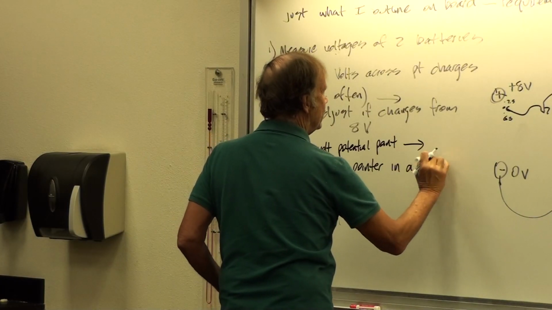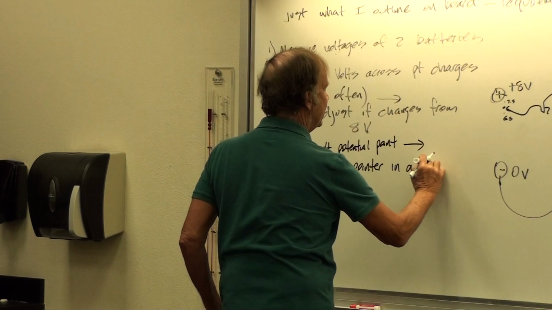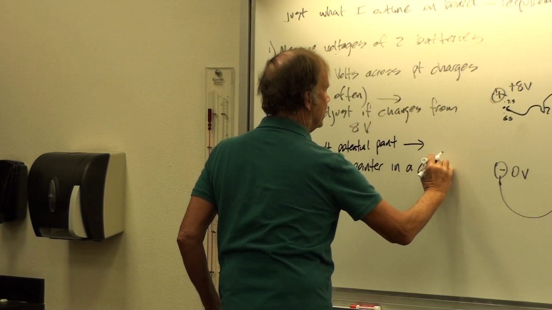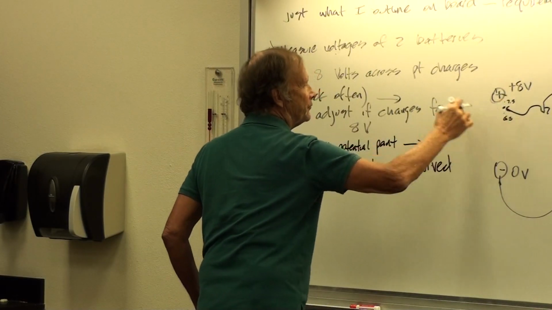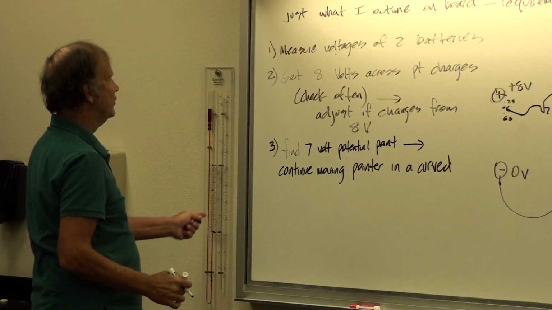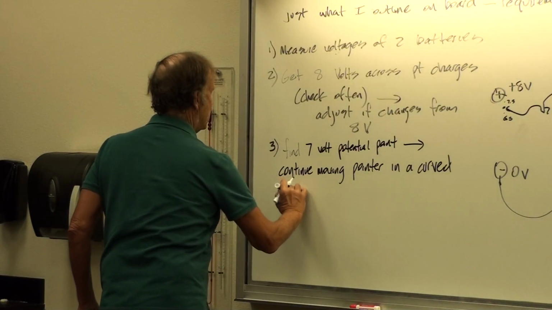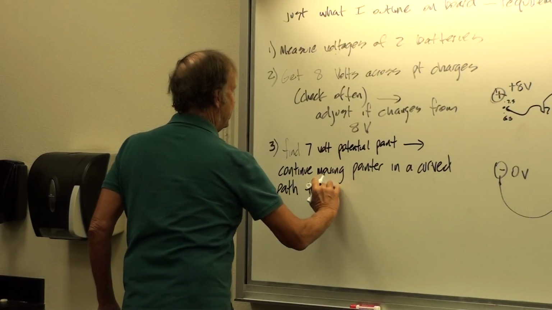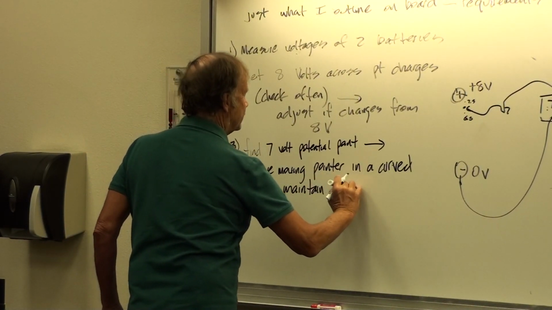And this is going to be a curved line, because we already know the electric field is curved, so that means that the equipotential lines are also going to be curved. And so continue moving the pointer on a curved path to maintain the 7 volts potential.